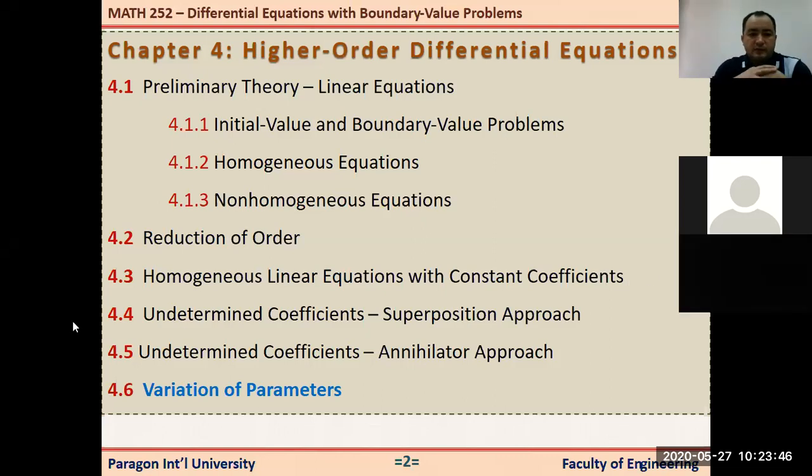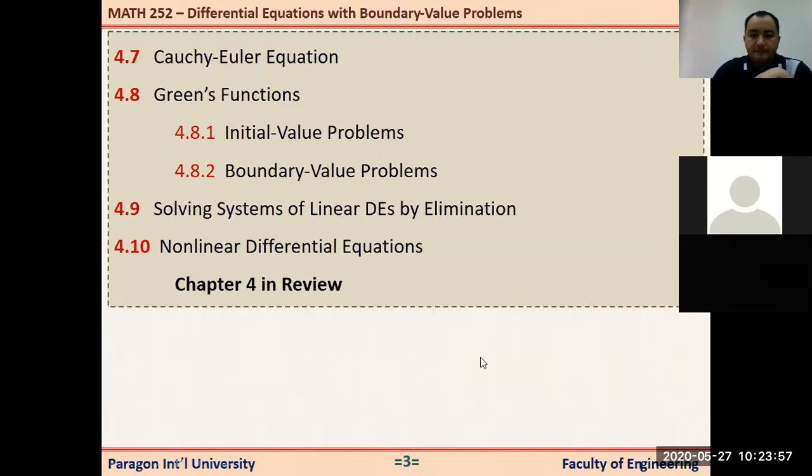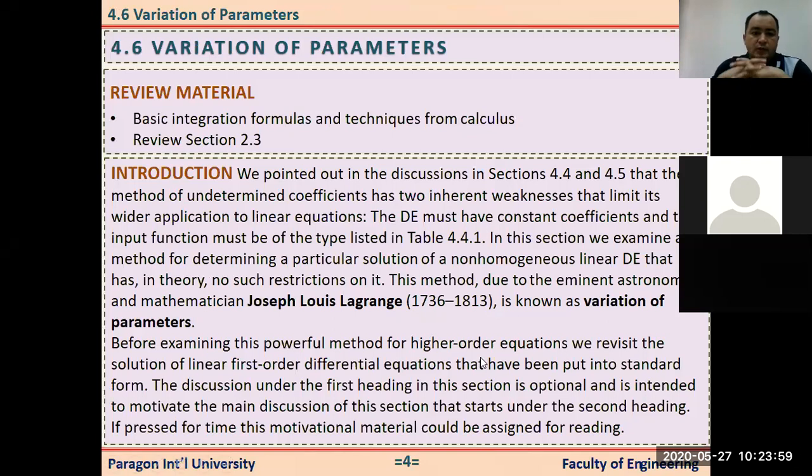Guys, last time we talked about undetermined coefficients, the superposition approach. Today's class is about variation of parameters. Okay. What we need to study this one is basic integration formulas and techniques from calculus, and everybody's expert here, right, about integration.